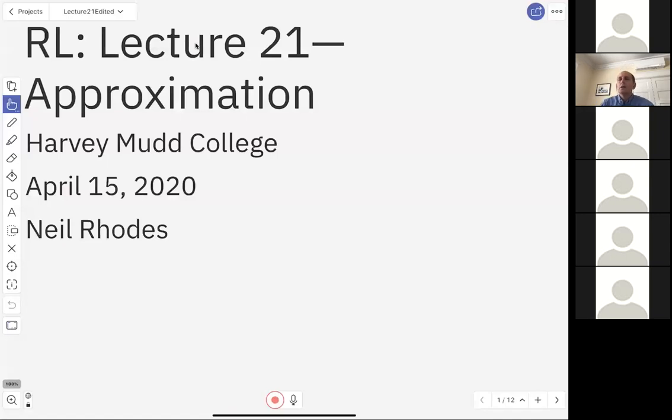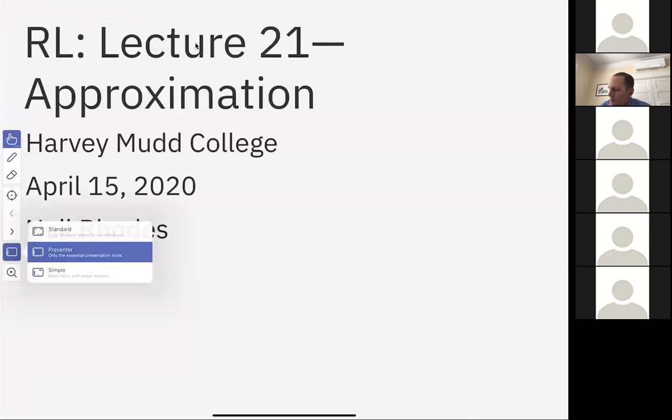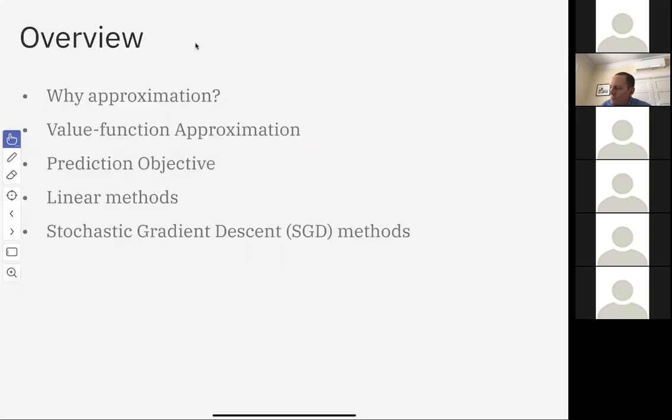All right, so let's get started with lecture 21, which is approximation. So the idea of approximation, well, let's just kind of look at this for a second. So we're going to talk about why we do approximation, and then how we do that. And we're going to look first at, given we're approximating, we're not going to get exact results.